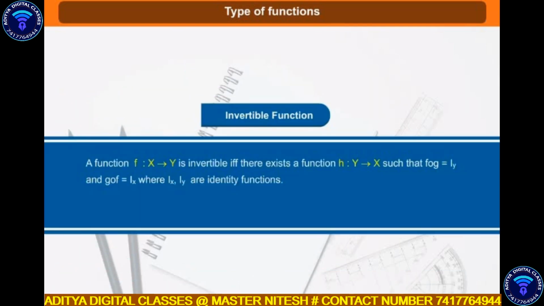Invertible function. A function f in which X changes to Y is invertible if and only if there exists a function h in which Y changes to X such that f o h is equal to Iy and h o f is equal to Ix, where Ix, Iy are identity functions. So h is called the inverse of function f and is given by f inverse.